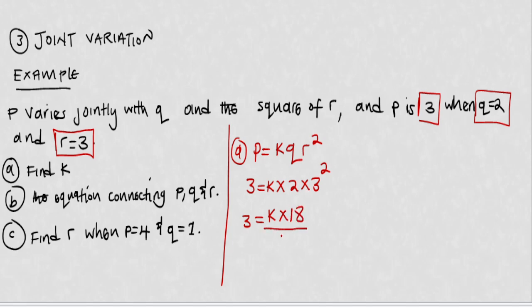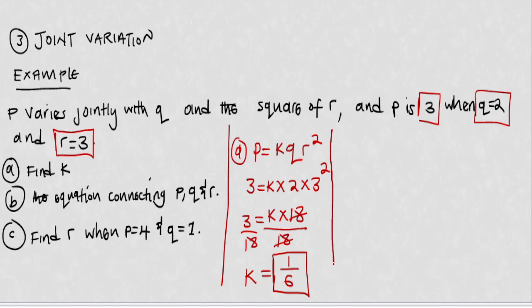Then I'll say divide by 18. When this side, divide by 18. Okay, so that goes. Then k will be equal to 3 into 3 is 1. 3 into 18, that is a 6. So the value of k is equal to 1 over 6.